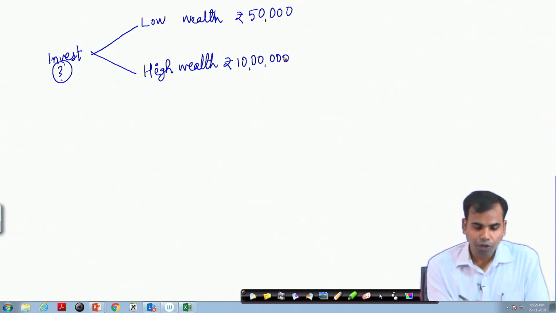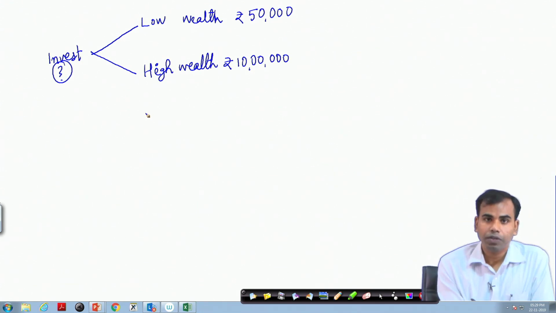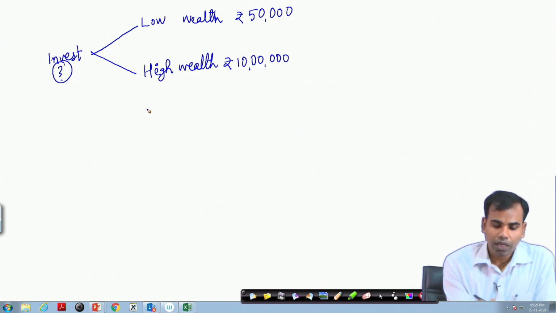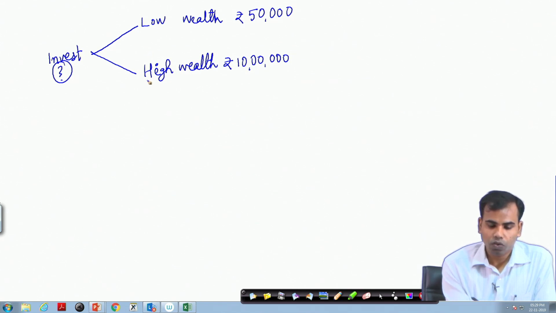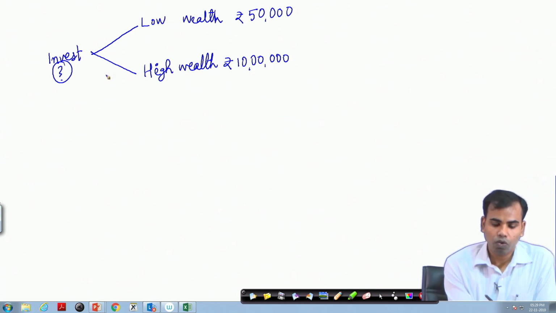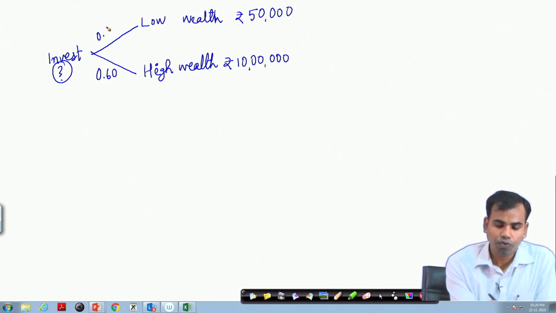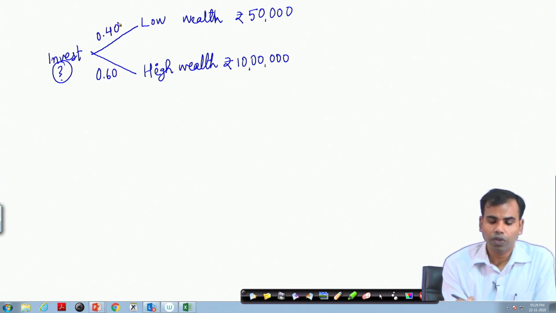And if you are smart enough and you believe in probabilities, you can assign certain probabilities to these 2 outcomes, and if you are very optimistic about the future, you would probably assign higher probability to high wealth state and lower probability to low wealth state. So, let us assume that there is a 60% chance of high wealth state being there and remaining 40% chance to low wealth state being in future.